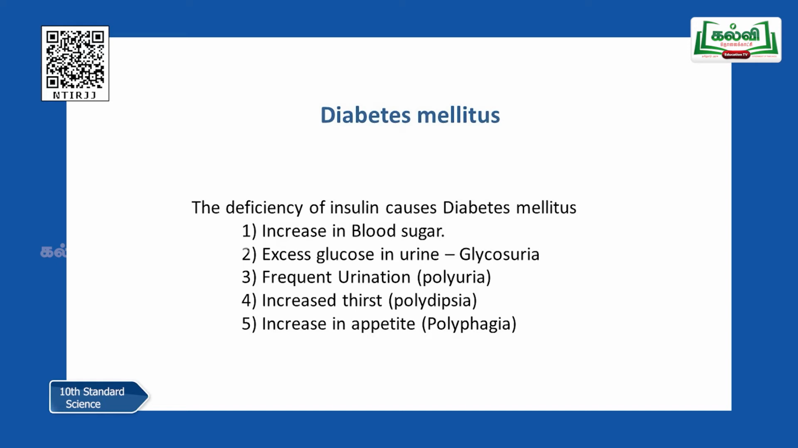Okay. The first one is increasing blood sugar, which is caused by deficiency of insulin, and the second is excess of glucose in urine. What do you mean? This is called glycosuria. Why glycosuria? Urination is controlled by the adrenal gland. If the adrenal gland is not functioning properly, then excess glucose will also pass into the urine, that is called glycosuria.